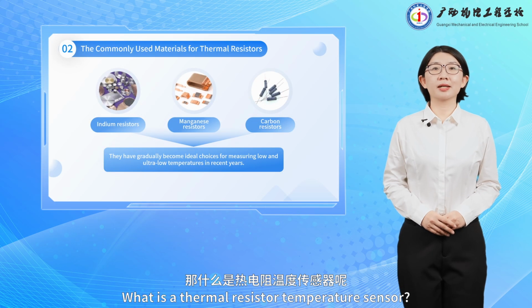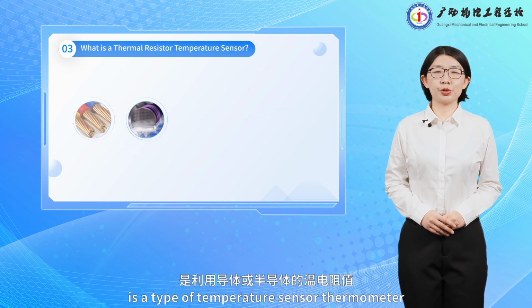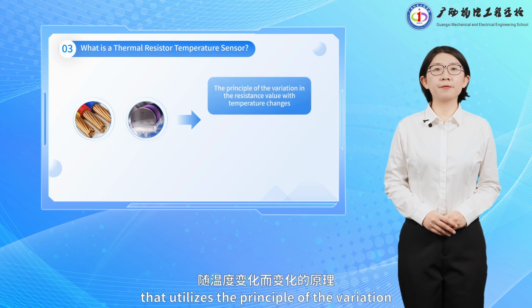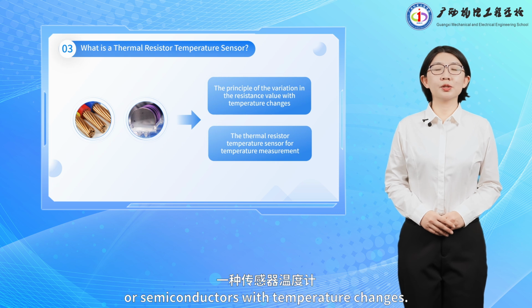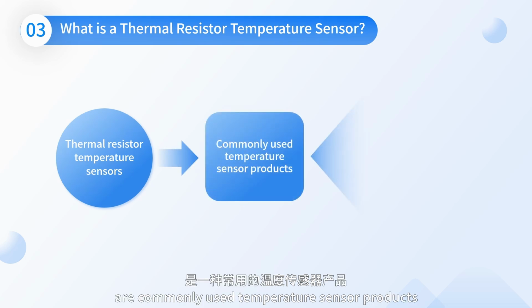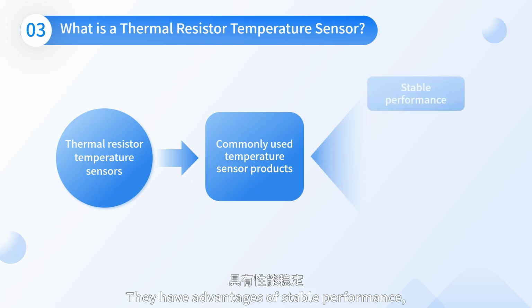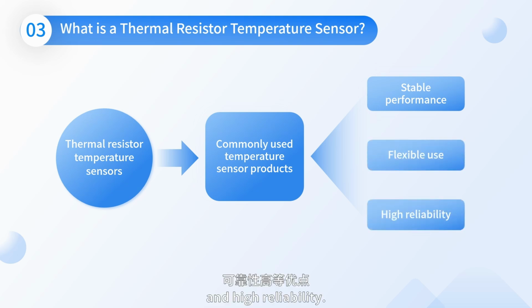What is a thermal resistor temperature sensor? A thermal resistor temperature sensor is a type of temperature sensor thermometer that utilizes the principle of the variation in the resistance value of conductors or semiconductors with temperature changes. Thermal resistor temperature sensors are commonly used temperature sensor products that leverage the principle of the change in resistance value of conductors or semiconductors with temperature for temperature measurement. They have advantages of stable performance, flexible use, and high reliability.